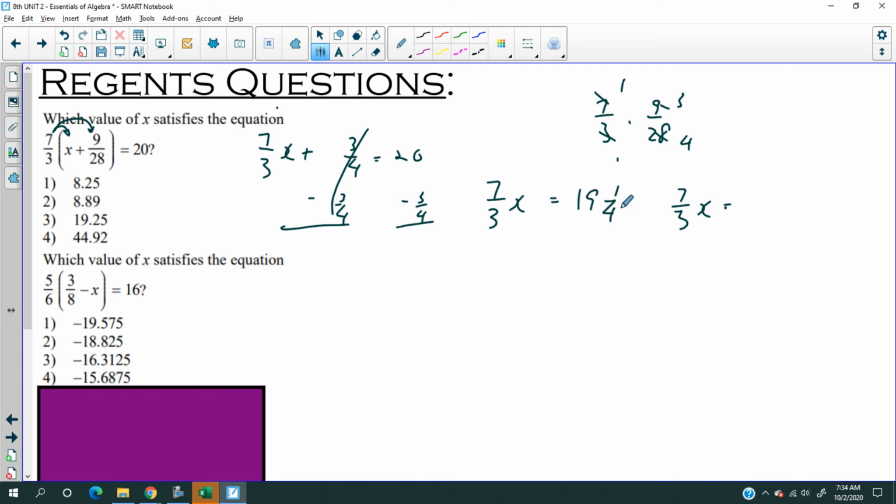So let's see, 19 times 4 plus 1, 77. Okay, over 4. Is that right? Yep. Multiply both sides by the reciprocal. Cancel, 7 going to 1. See, good. We can cross cancel, so that's 33/4. What's 33 divided by 4? 8.25, okay.